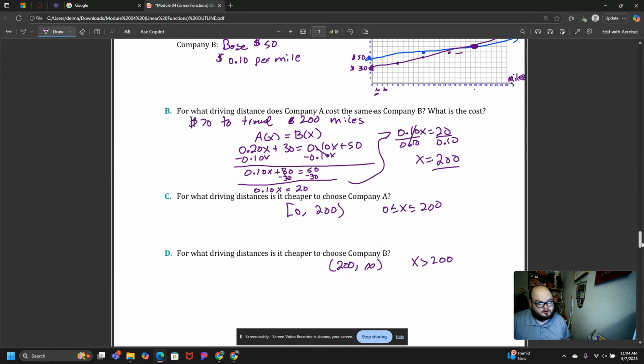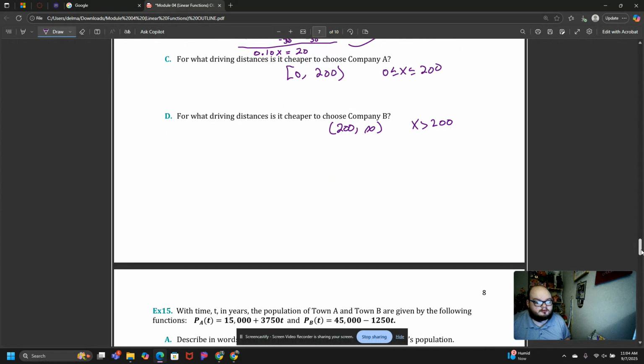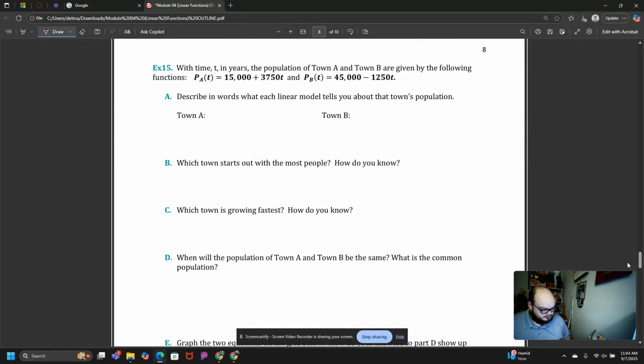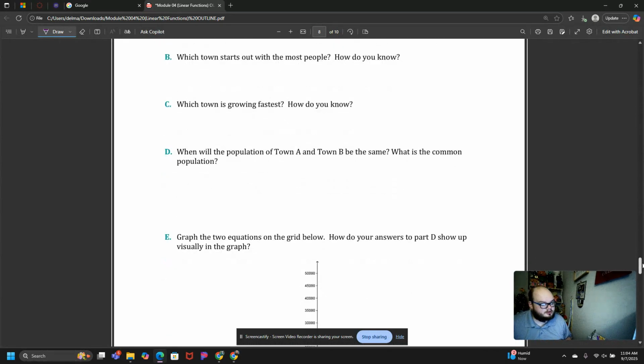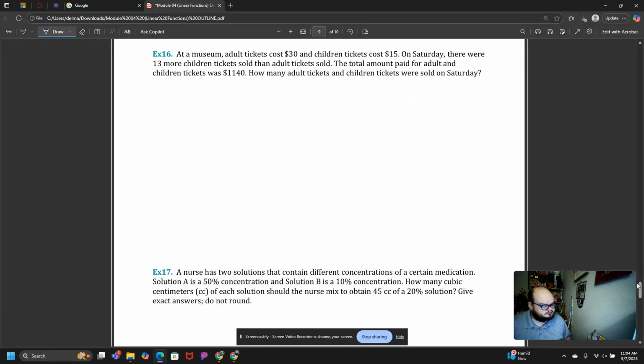Okay, so that's kind of where you might use that in real life if you're comparing Enterprise and Budget car rentals. Example 15 is similar, so I'm going to leave that to you all. And we'll look at example 16.